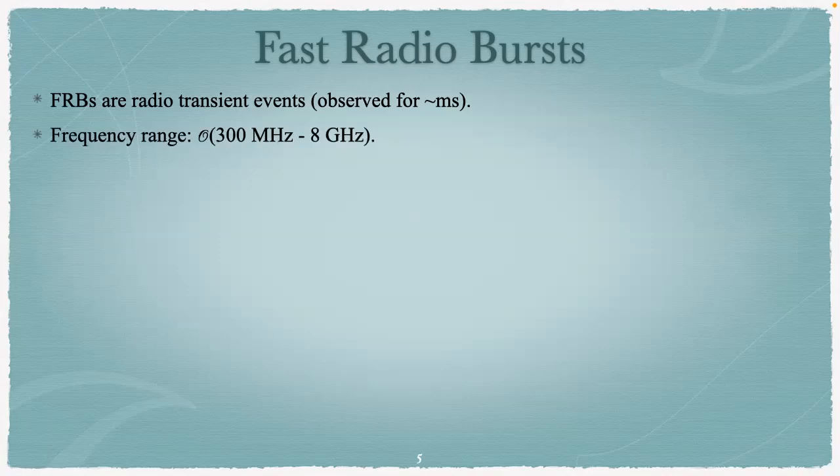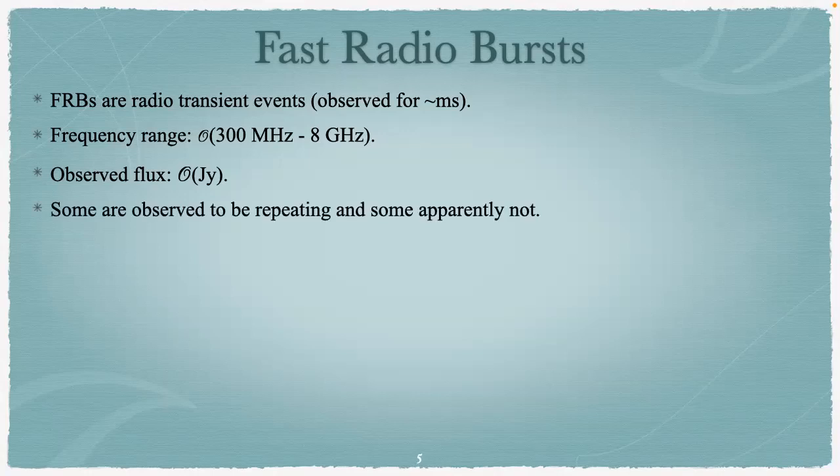And the typical range of these fast bursts that have been observed in radio by different radio telescopes around the world is in this frequency range. Fast bursts are typically one of the brightest events in the sky, basically in the universe, and their typical flux is of the order of Janskys. Some bursts seem to be repeating. That means you observe it today, maybe again tomorrow, maybe after a few more days. Those are called repeating fast radio bursts, whereas some apparently are not.